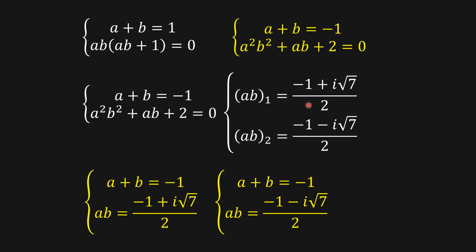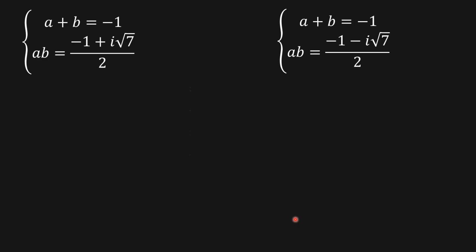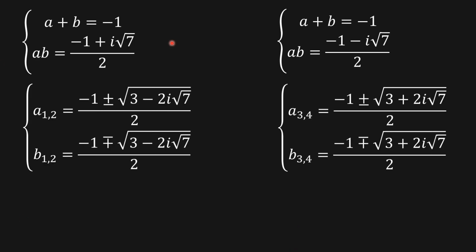Okay, a and b, we have a plus here and minus here, so we're going to have these two systems of equations, right? This one and this one. And then solving this system of equations, we're going to have this. Solving this one, we're going to have a1, a2 equal to this, b1 and b2 equal to this, and from this we're going to have a3 and a4, and here we're going to have b3 and b4.